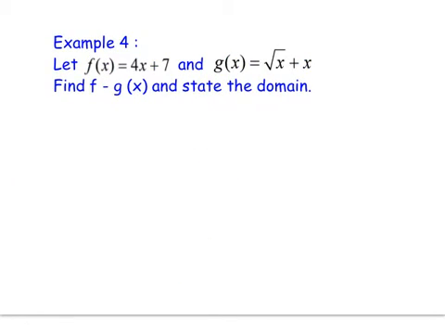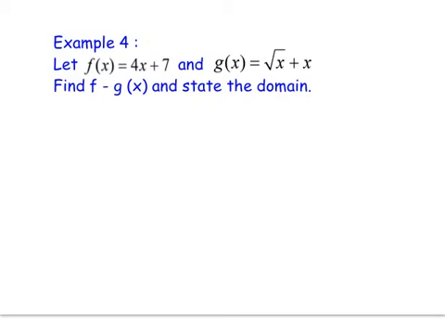In example 4, the question changes just a bit. It says let f of x equal 4x plus 7, g of x equals square root of x plus x, but it asks me to find f minus g of x and state the domain. When we are subtracting, it is really important that you write both functions in parentheses to begin. And then we're going to distribute.